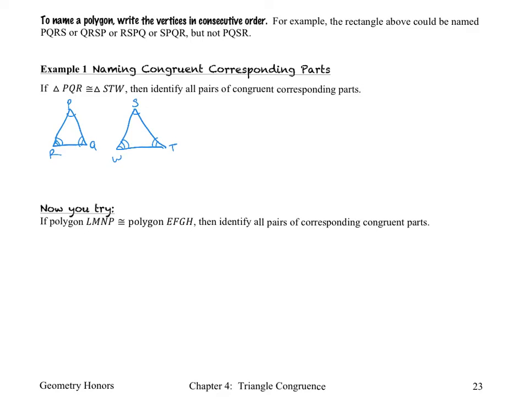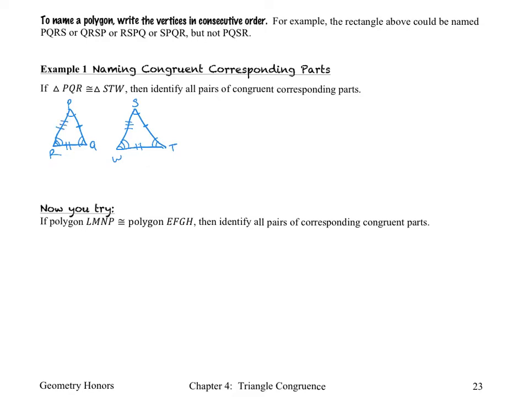Okay, so then, for instance, in between the 1 and 2 arc marks, I'll put 1 congruent tick mark. In between the 2 and 3, I'll put 2 congruent tick marks. And in between the 3 and 1 arc mark, I'll put 3 congruent tick marks.